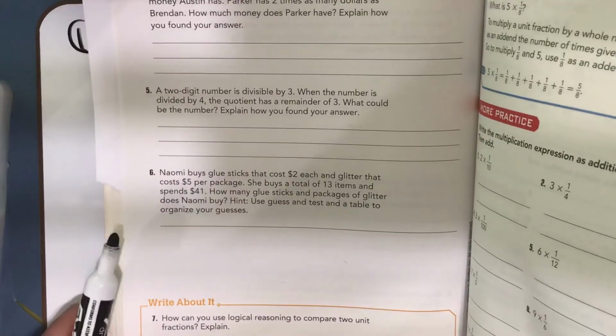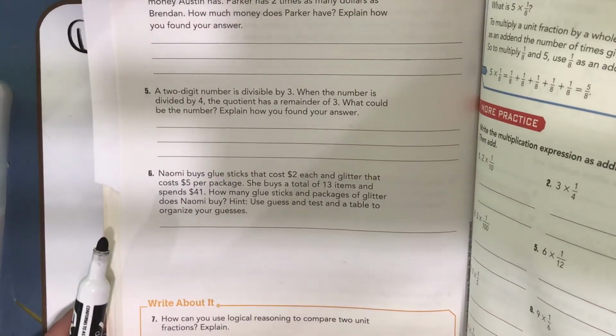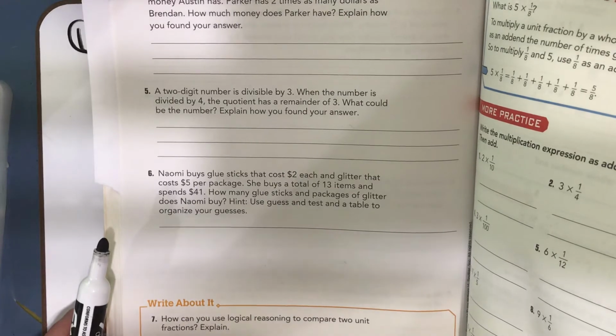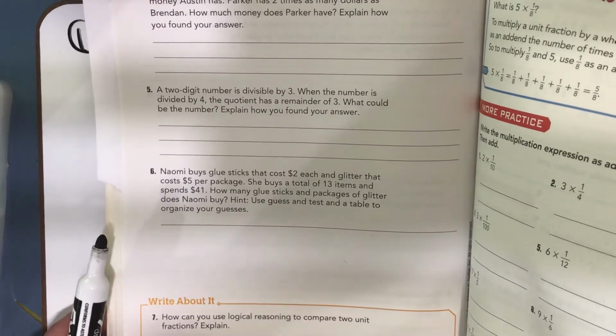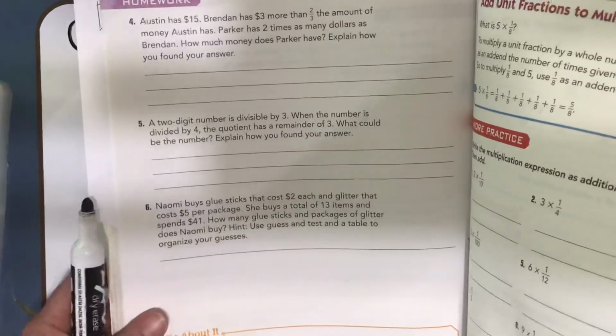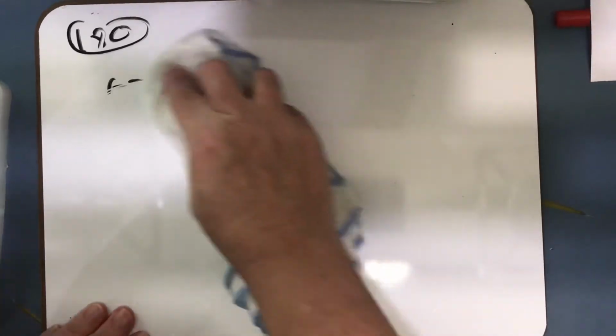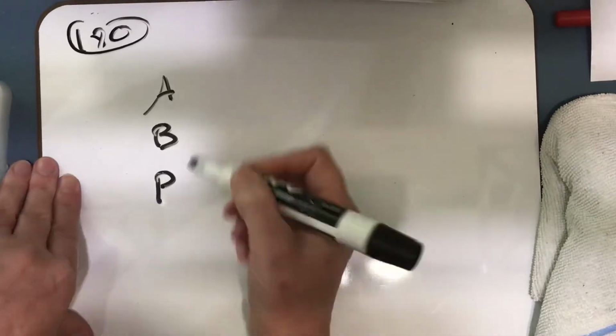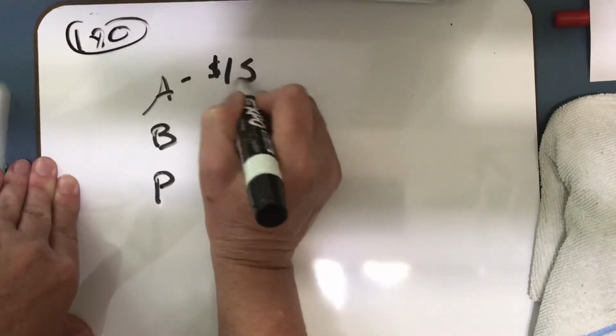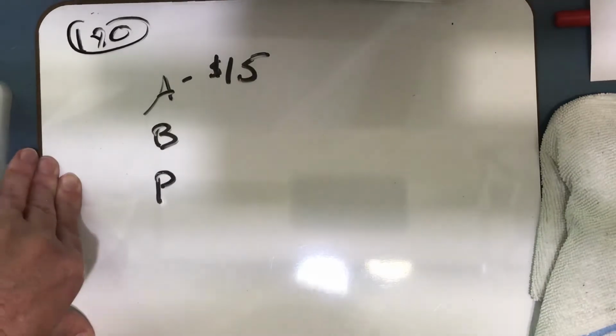Austin has $15. Brendan has $3 more than 2/3 the amount of money Austin has. Parker has 2 times as many dollars as Brendan. How much money does Parker have? Explain how you found your answer. Well, we have 3 different people there with money. Okay, we have Austin, Brendan, and Parker. And only one of them do we know the exact amount. Austin has $15. So we have to start with that because that's what we know.